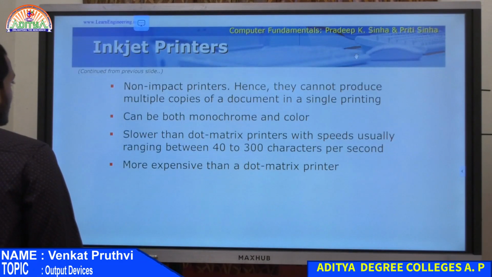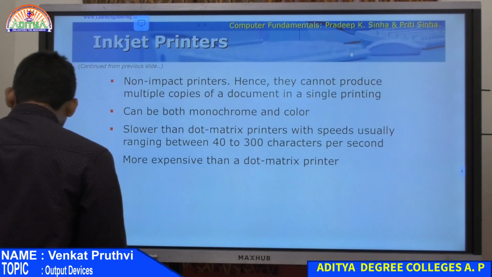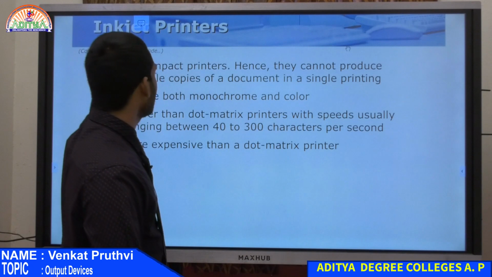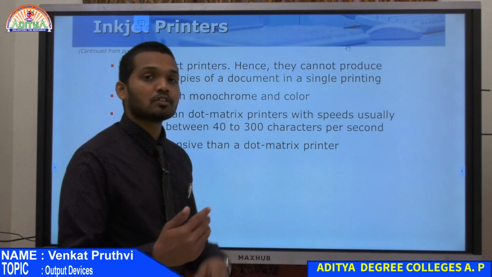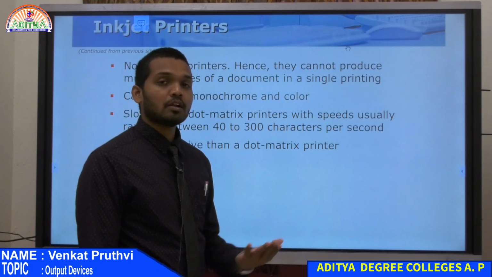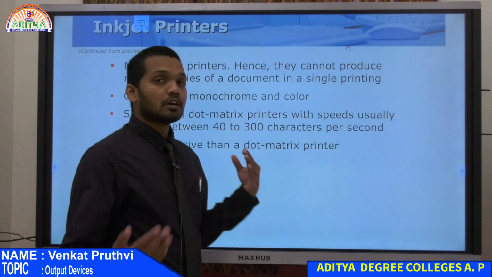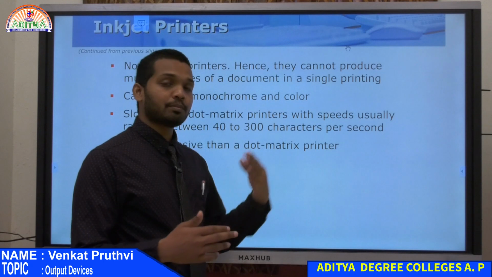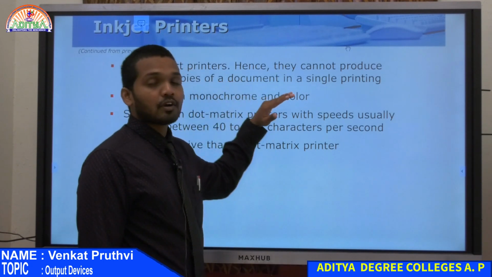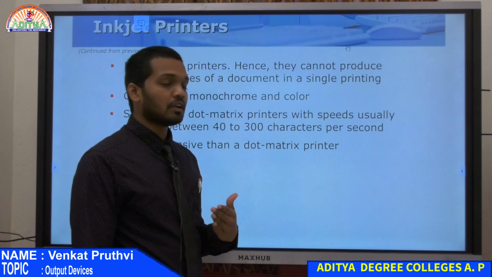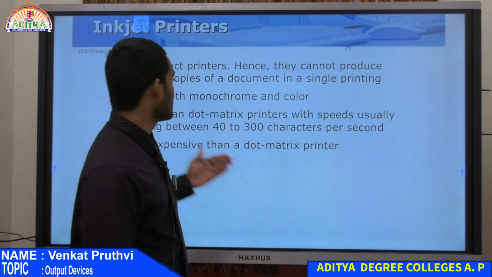And one difference between inkjet printers and dot matrix printers is that inkjet printers are non-impact printers. That means you cannot produce multiple copies at the same time or in one instance. Okay. So you need to have different instances for printing different sets of copies, because in this we are not using carbon paper or any other relevant paper to get those multiple copies.